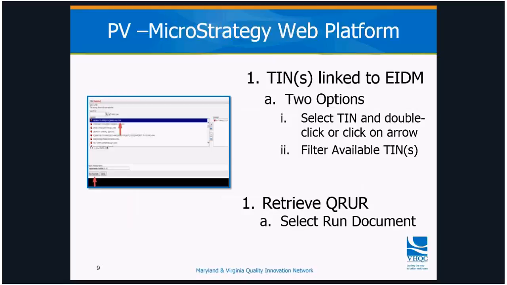Now it is time for you to retrieve your report. You will need to select Run Document. Keep in mind that it may take several seconds for the system to generate your annual QRUR. Once the report generates, you will have successfully accessed the QRUR for your practice. This concludes Part 1 of how to access the QRUR.